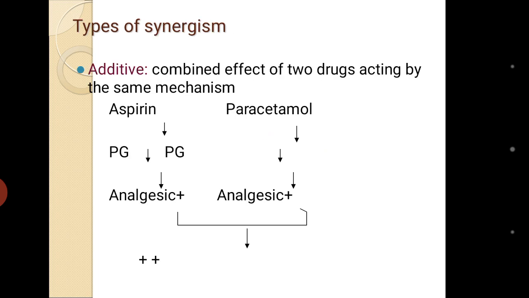Next we have additive. Here the overall effect is the same, and the mechanism is also the same. We have taken an example: aspirin and paracetamol, both are non-steroidal anti-inflammatory drugs. How they act means both inhibit prostaglandin synthesis to show analgesia. Here the mechanism is the same and the overall effect is the same. The mechanism is inhibition of prostaglandin synthesis and the overall effect is analgesia. The mechanism is the same and the overall effect is also the same.